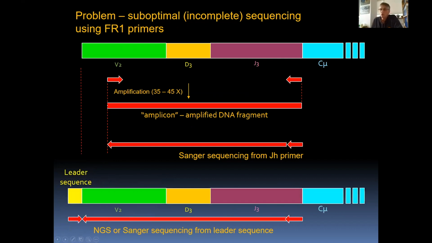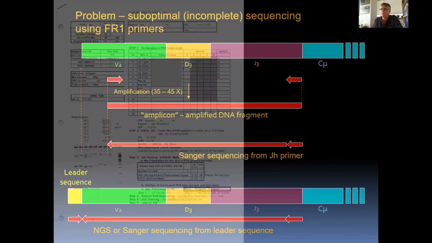What needs to be used are so-called leader sequences, where primers bind outside of the V region or on the border of the V region, so that your amplicon can contain as much as possible of the V region, so that you could compare the whole V region to its whole sequence in the germline form.